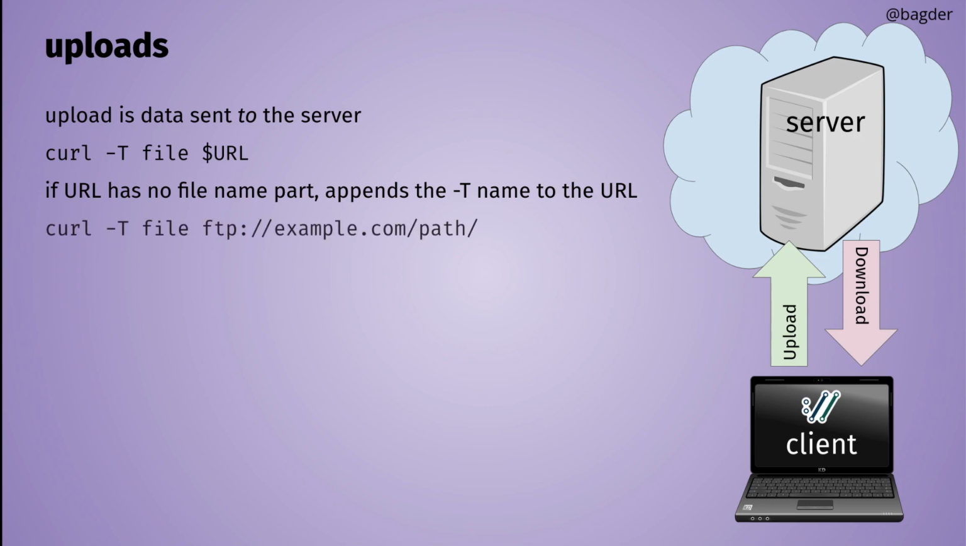I'll show you like this. If you want to upload the local file called file to this URL, as you can see, it ends with a slash. There's no file name part in this URL. Curl will then put the file name at the rightmost part of the URL, so it'll be called file on the remote side as well. Or you can decide to put it there yourself. You could, for example, upload it to a different name.